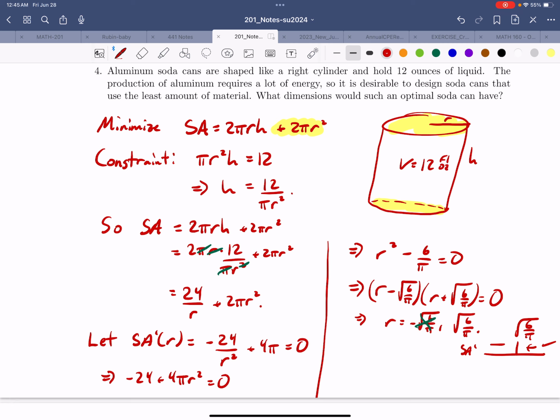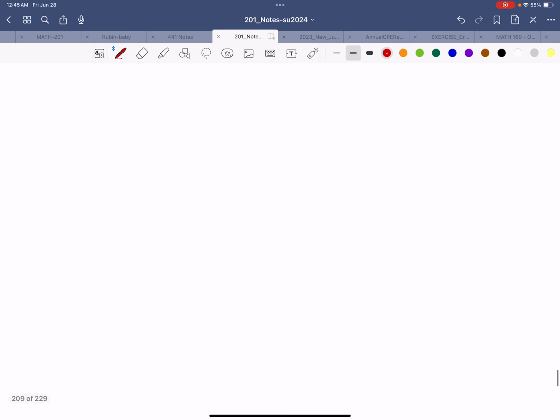And we also have that h, right, we're going to need to have h. H is going to equal 12 over pi r squared, which is pi times 6 over pi. So let's see, these cancel, and it looks like we're left with 2. So that's our answer. R equals root 6 over pi. H equals 2. I think we've got one more, right? Yeah.